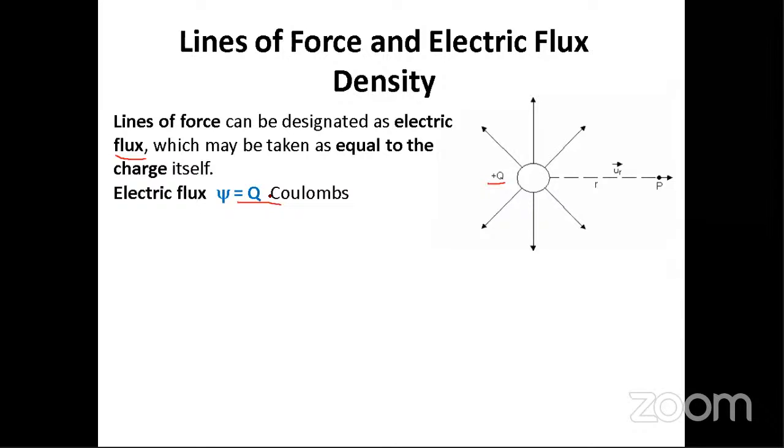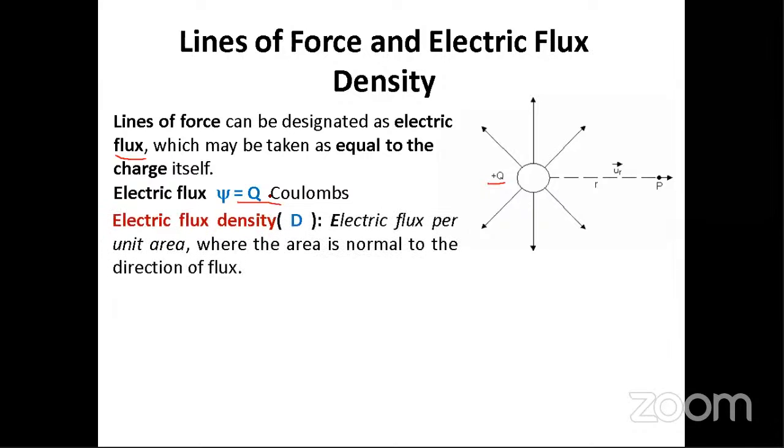B is equal to flux by area. B denotes the magnetic flux density, and magnetic flux density is basically flux per unit area. Similarly, here electric flux density is equal to electric flux per unit area, where the area is normal to the direction of the flux.